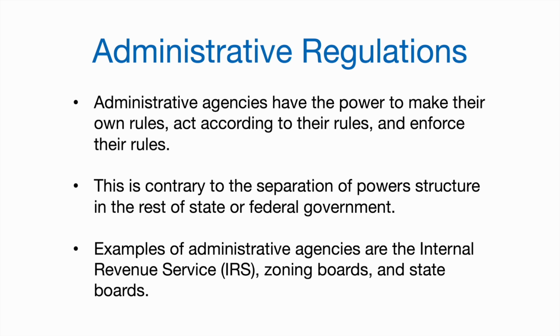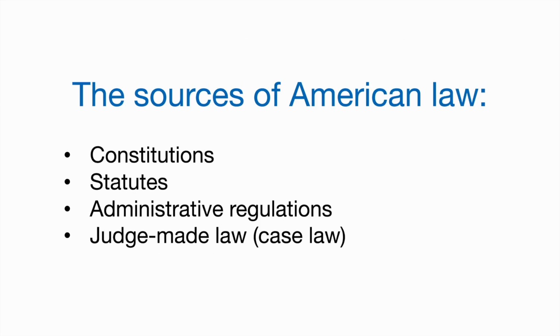In addition, things like zoning boards on the municipal level or the county level, that's another example of an administrative agency. And finally, we have judge-made law. Judge-made law, a lot of people misunderstand what this is. It's not that judges get to make statutes, that they get to create rules. They don't. When they interpret the law and apply it to cases, those court decisions become law. They are a source of the law.